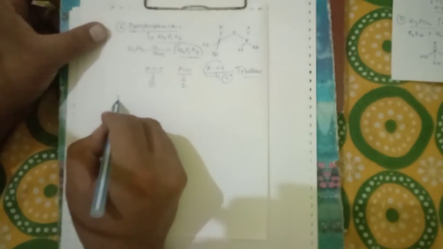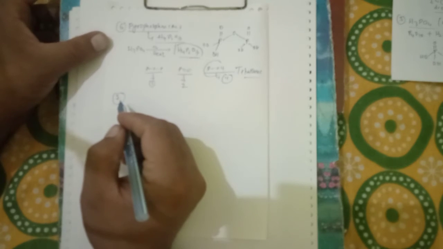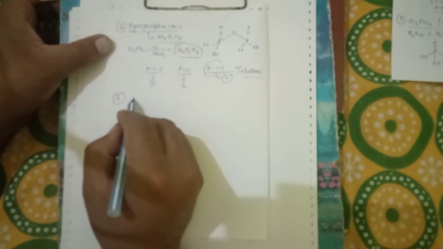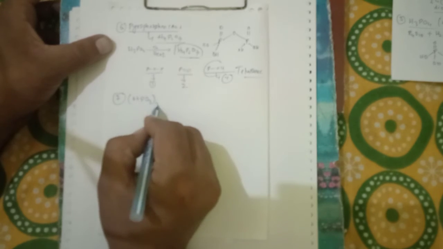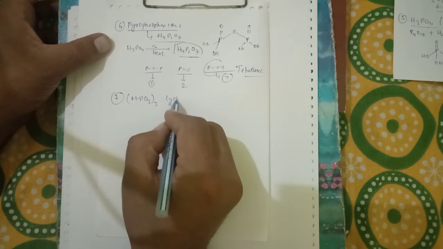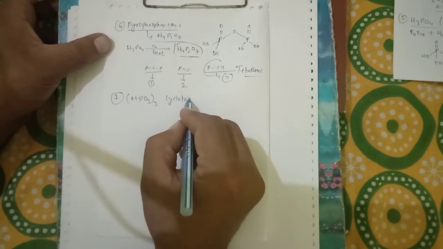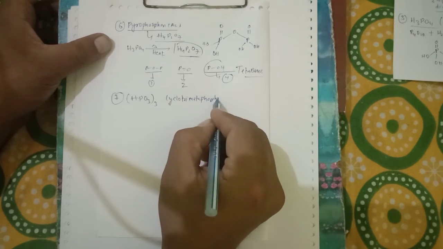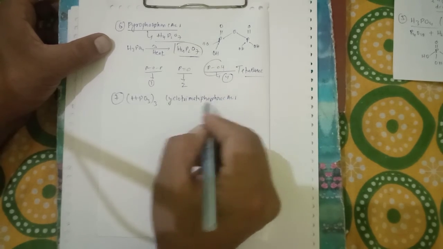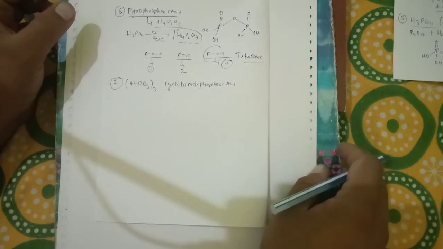Let us see the seventh oxoacid of phosphorus. Here it is (HPO3)3, that is called cyclotrimetaphosphoric acid. Let us see its structural arrangement.